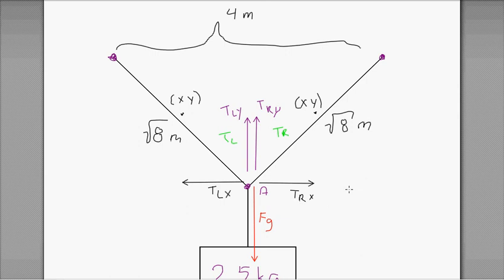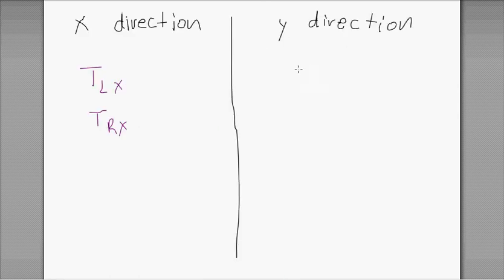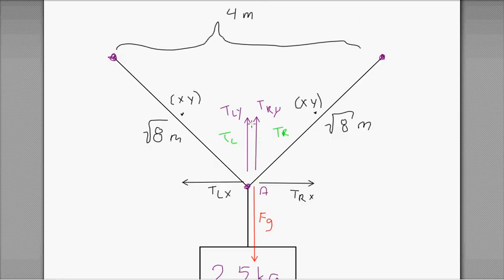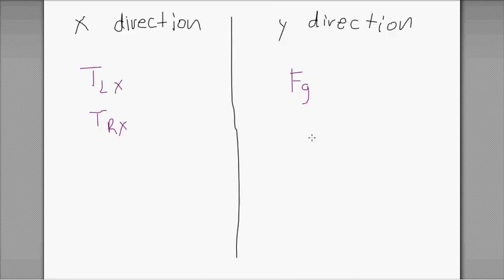So once again, when we go back, we look. Here's our two values in the x direction. Sorry about all those mistakes, guys. What else is in the y direction? Well, the force of gravity that pulls the object down is in the y direction. And then also you have TLY and TRY in the y direction. Now, if you add all these up, and you add all these up, you can get 0.